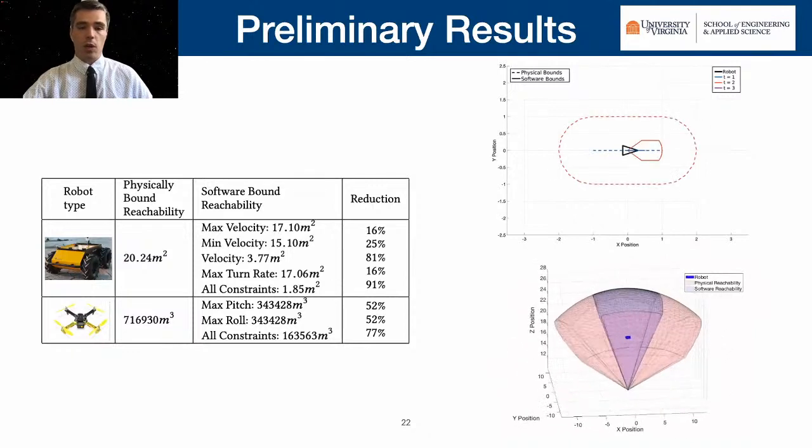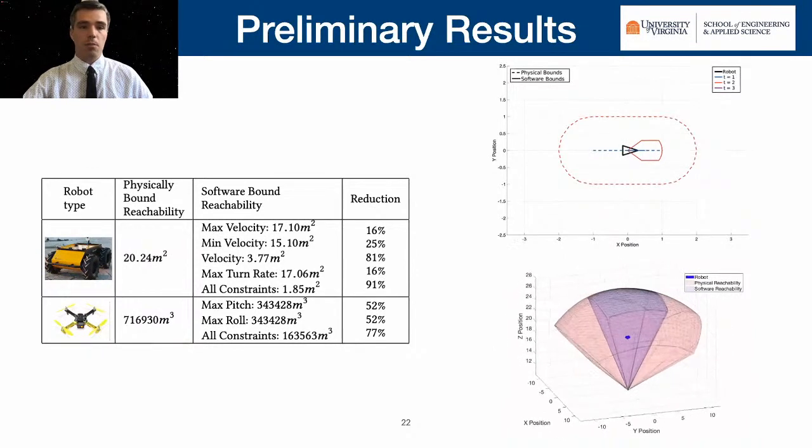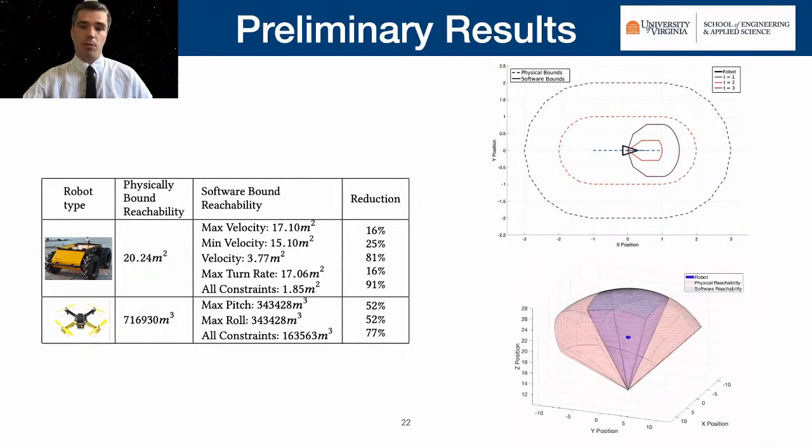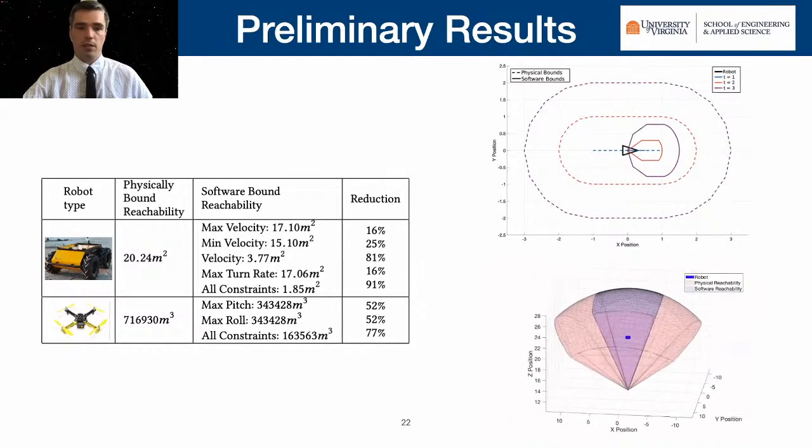Additionally, when we consider the quadrotor, we again see reductions in the reachable set. Here we show the quadrotor as a dark blue dot in the middle, the light red shade is the reachable set with the physical bounds, and the darker blue shade is the reachable set when considering the software bounds.